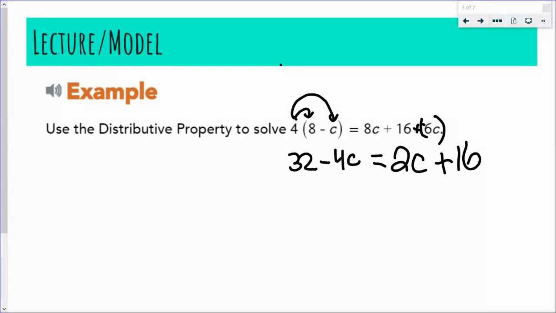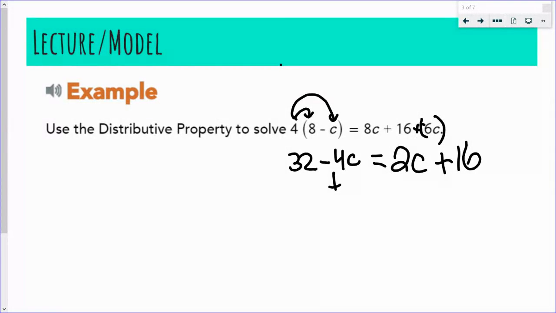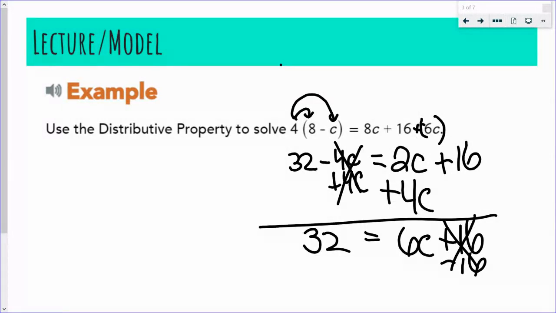Now I have a basic equation where I'm going to put all of my variables on one side and all of my constants on one side. So the first thing I'm going to do is add this 4c to both sides. So minus 4c plus 4c goes away, and then 2c plus 4c would be 6c. And then I still have the plus 16 on this side. 32 equals 6c plus 16. Now I'm going to subtract this 16 to move it with the 32, because I want to put my constants together. 32 minus 16 would be 16.